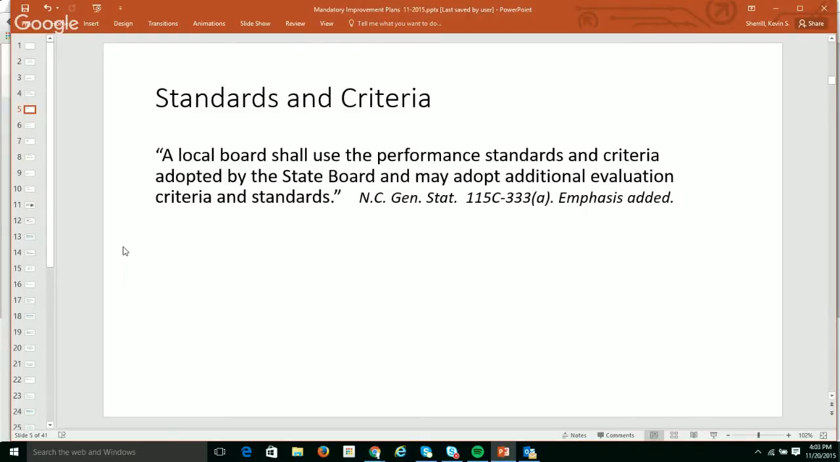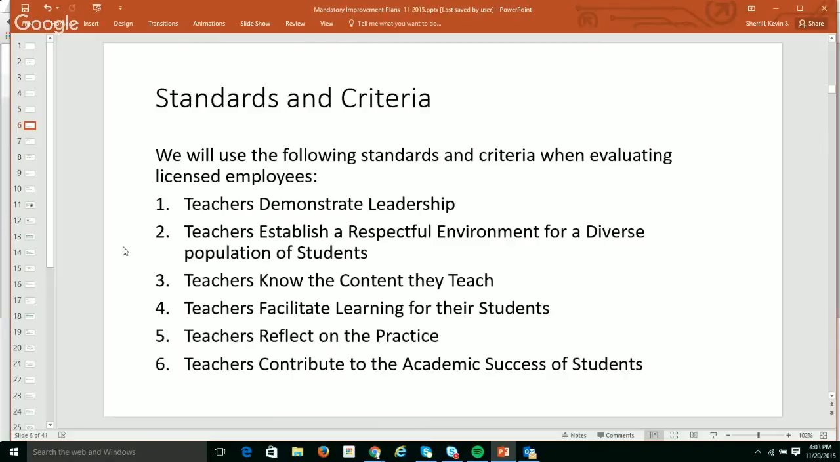We know from the statute that when we are evaluating folks for whether or not they need to go on a mandatory improvement plan, we have to use the performance standards and criteria that the State Board adopted. And those are the performance standards and criteria that you're used to seeing as part of your regular teacher evaluation process. So we're not really changing what you're looking at. So we're still looking at whether teachers demonstrate leadership, whether they establish a respectful environment for a diverse population of students, if they know the content they teach, if they facilitate learning for their students, if they reflect on their practice, and if they contribute to the academic success of students.